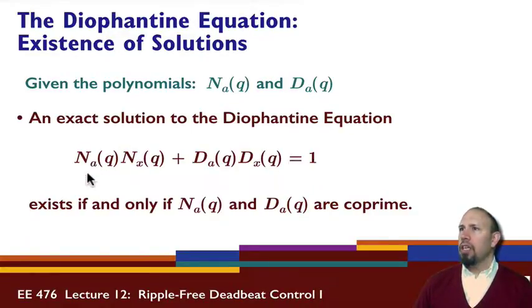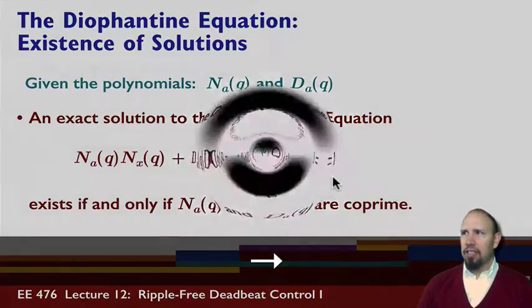It turns out that a solution to this type of equation exists if and only if the original polynomials that were given are coprime. If and only if. That means if these are coprime, then a solution exists. Or the other way, if a solution exists, that means these two are coprime. So that actually goes both ways. But the important thing is we start off with these being coprime, and we know that a solution exists.